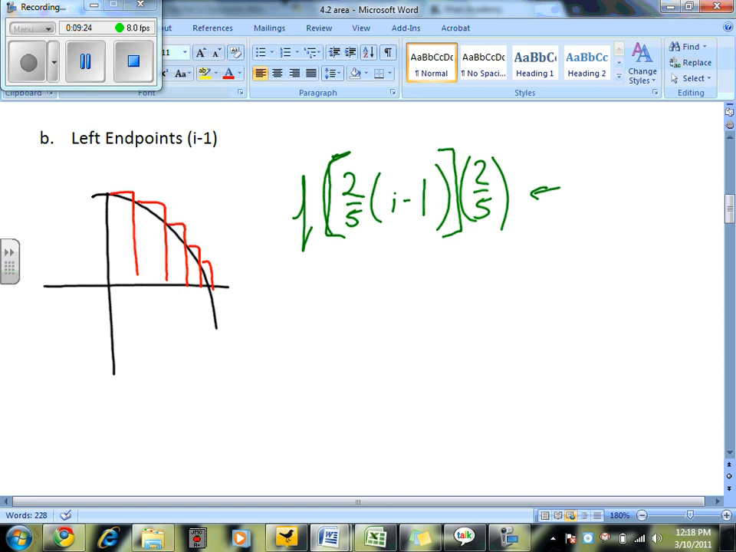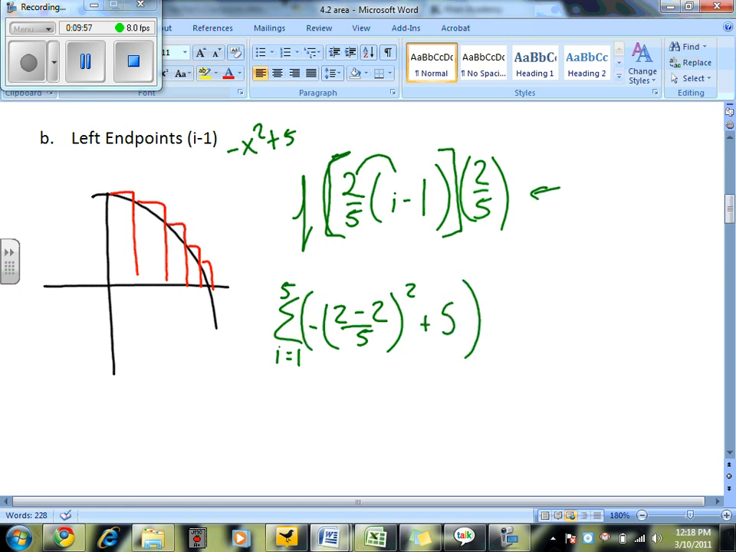So let's write our summation. We have our summation. We're starting i equal to 1. We're going to 5. And we plug 2/5 i minus 1 into our equation. So we'd have, let's see, 2 minus 2 over 5 squared. All I did is I distributed my 2/5 into here. And then I plugged it into our equation, which is negative x squared plus 5. So this is negative 2 minus 2 over 5 squared plus 5. Then this is still going to be times 2/5. And then we go through our summations again.